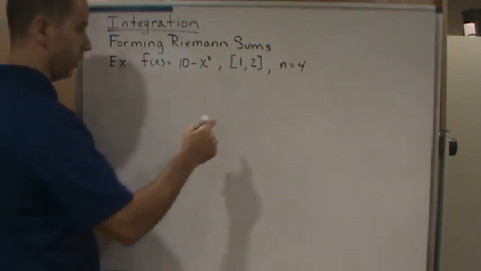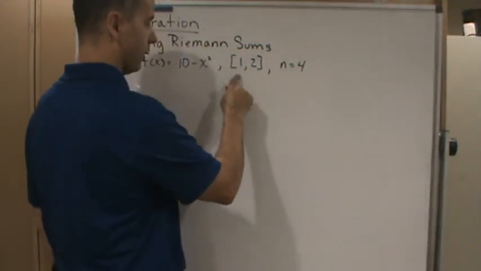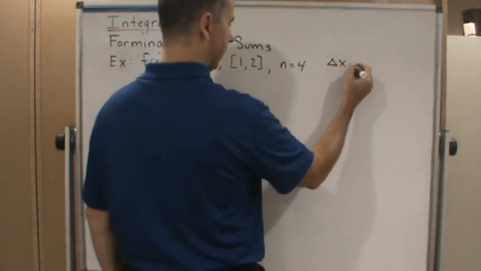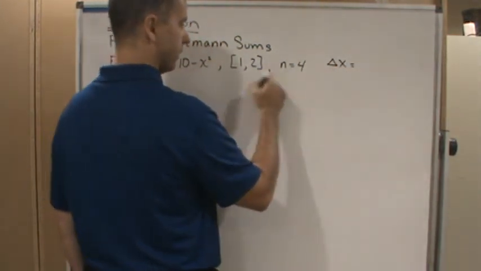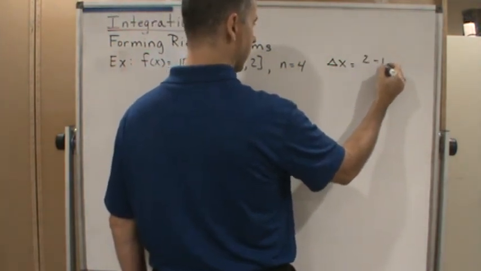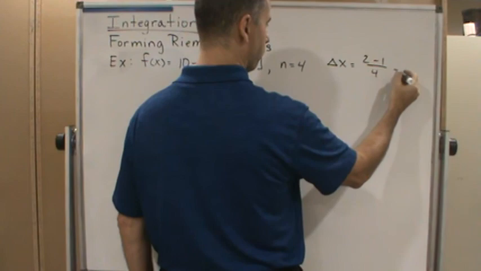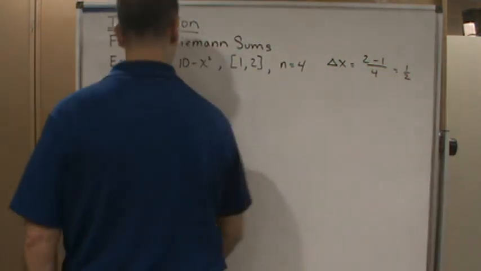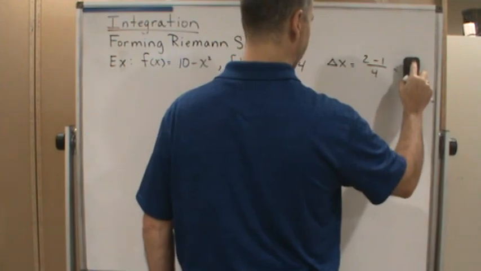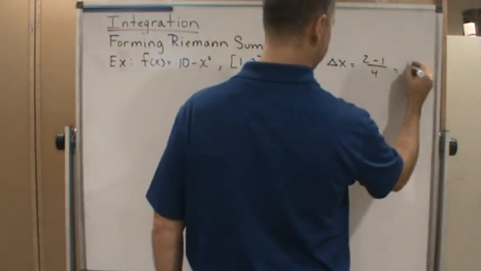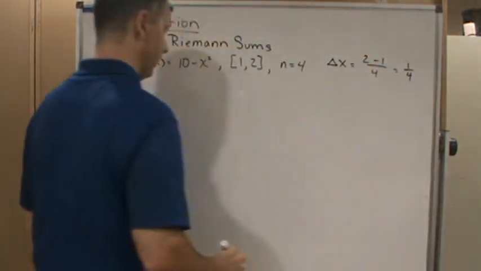And so first of all, n equals 4. This is our interval a to b, so delta x is again going to be what? It's going to be 1/2, right? So 2 minus 1 over 4 will equal 1/4. Not 1/2. So it's going to be 1/4. Okay?